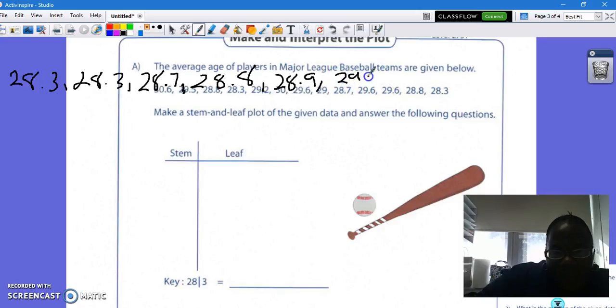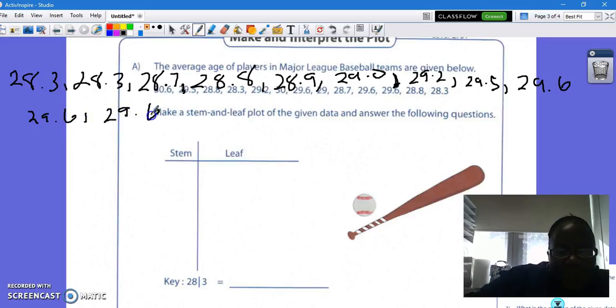I have a 29 point nothing, straight 29. I like to put it as 29.0. Okay, 29.2, 29.5, and there should be three 29.6s. 1, 2, 3. Yep. So, 29.6, 29.6, and 29.6. And then we go into the 30s.